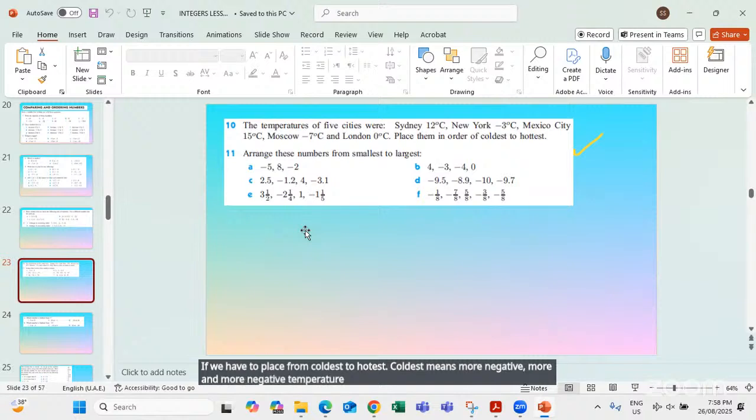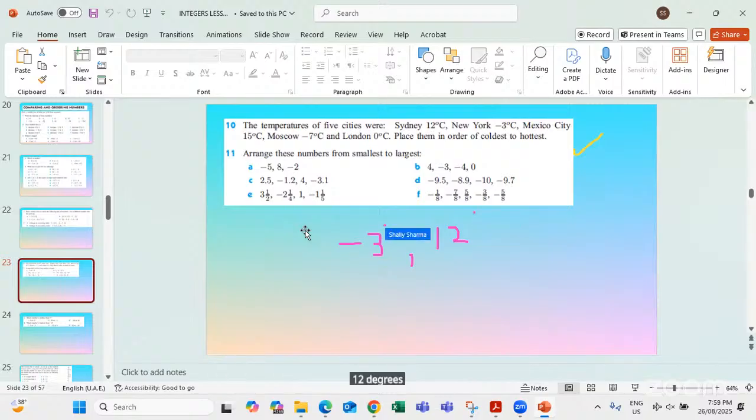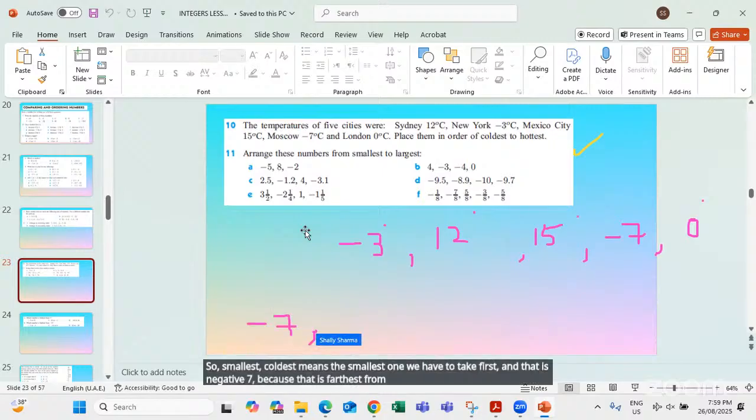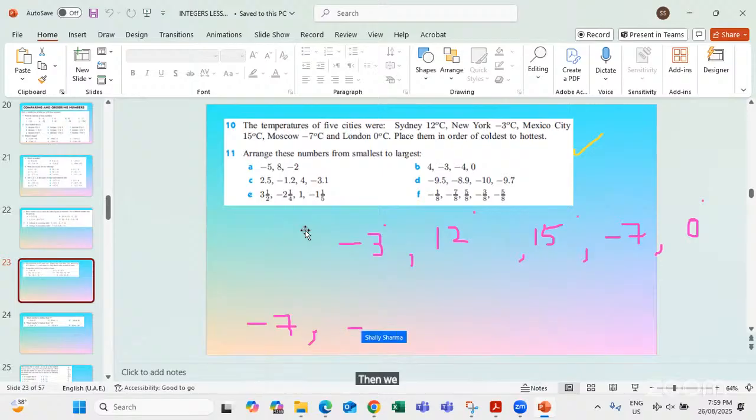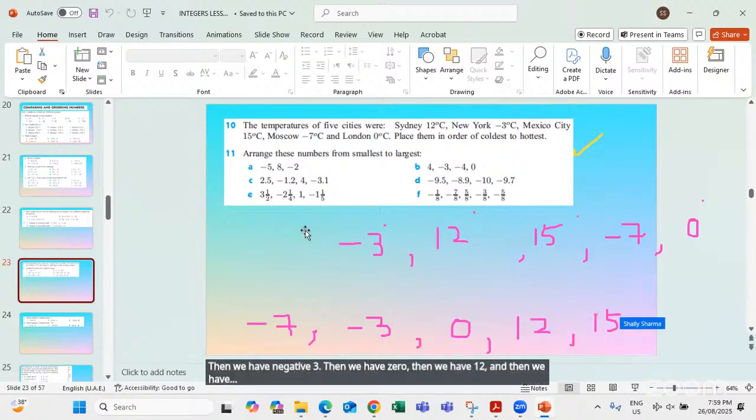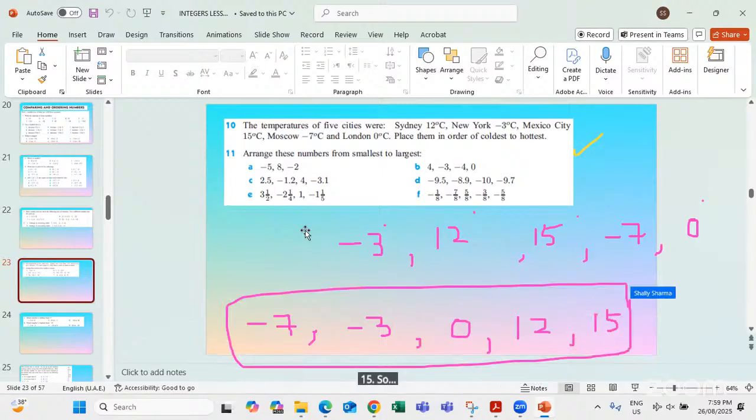So we have the temperatures here like -3, 12 degrees, -3 degrees, 15 degrees, and -7 and 0 as well. So smallest, coldest means the smallest one we have to take first, and that is -7 because that is farthest from 0 on the left side. Then we have negative 3, then we have 0, then we have 12, and then we have 15. So this is our answer.